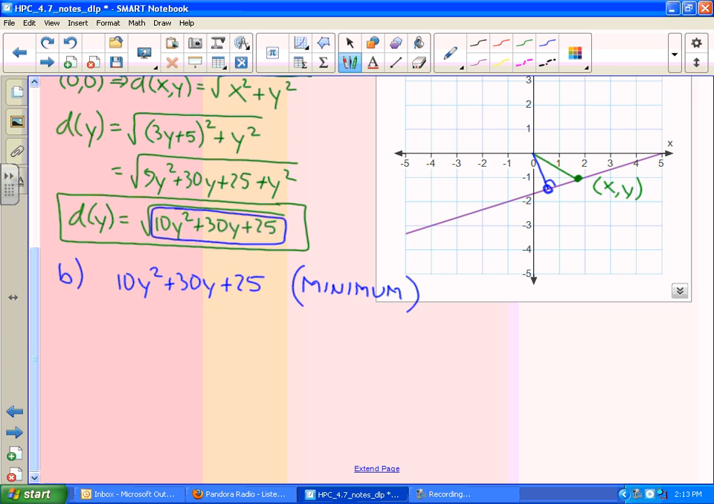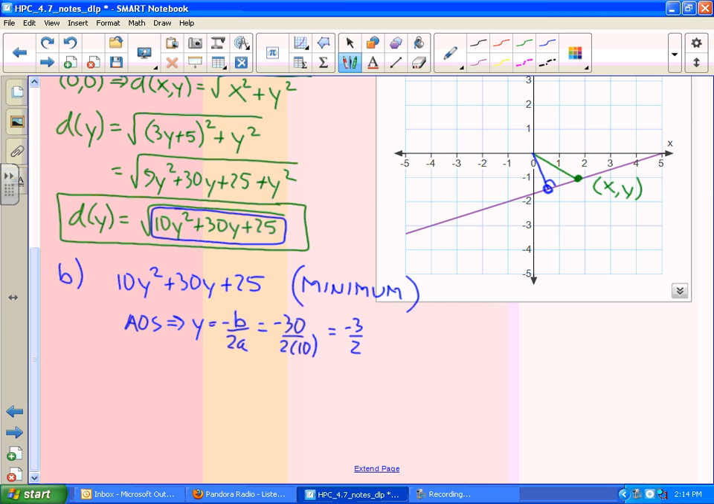What am I going to do with the quadratic and the word minimum? Find the vertex. Find my axis of symmetry and then find my vertex. Exactly. Because I can pull this piece out of this radicand here, a minimum has to occur at the axis of symmetry of this quadratic. That means y is equal to negative b over 2a, or negative 30 over 2 times 10, or negative 3 halves. That is the y value that will minimize this distance.